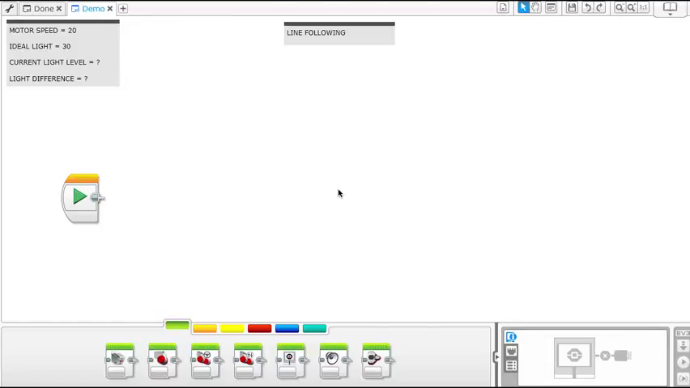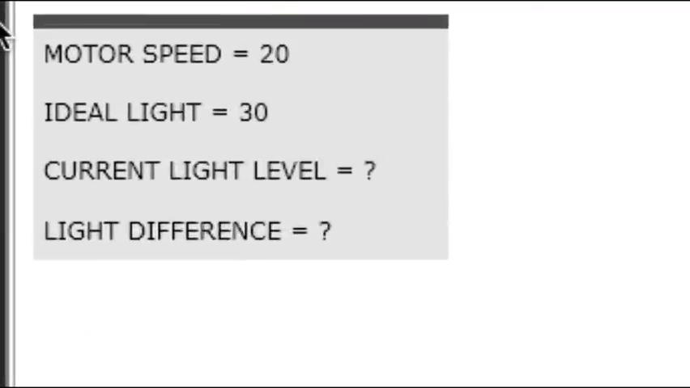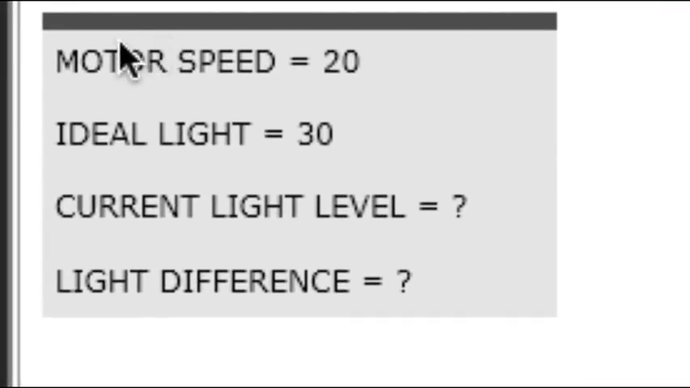Okay, so how would we do that with the software? We have a couple of variables that we need to be concerned with. So let me zoom in here. When the robot's driving down the line, we'll say that the ideal motor speed is 20. And when it's half over the white and half over the black, we'll say that the ideal light reading is 30.